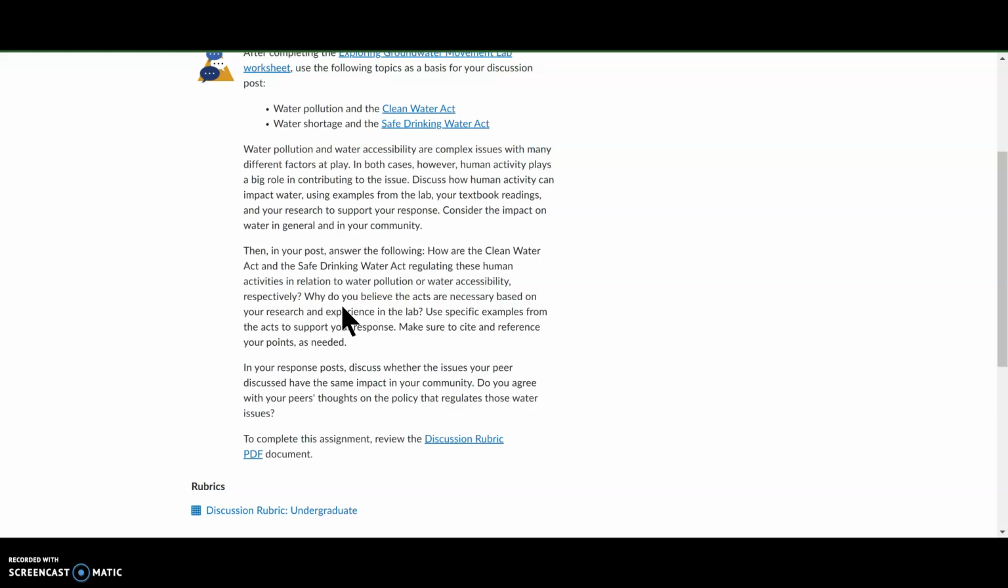So definitely make sure that you are using specific examples to support what you're saying. You don't just want to say, well, they're necessary to have clean water. So how do you know that? What did you see in the lab and what did you learn about from those acts that merit having something that regulates clean water and makes it so that drinking water is safe?